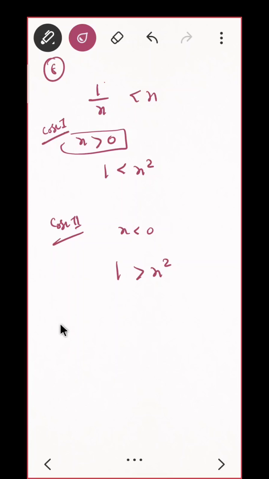Do you agree, everyone? So there is the issue. You should not directly multiply both sides unless you are aware of the value of x. So it is better to work with cases. Case 1, if x is positive, then you have this. Case 2, if your x is negative, then this. Is that okay? Yeah, good. Now how to handle this?